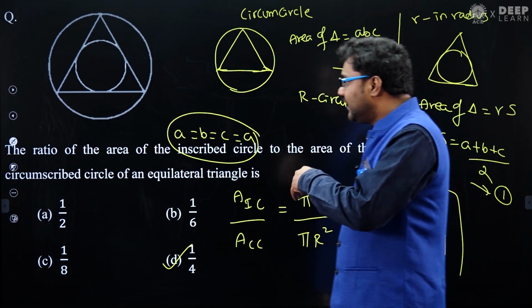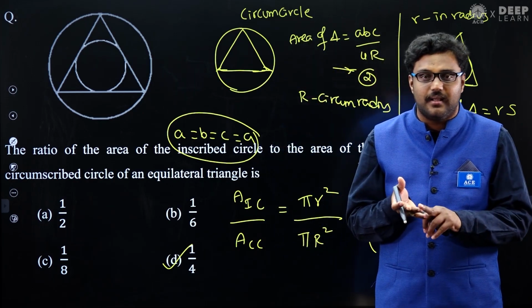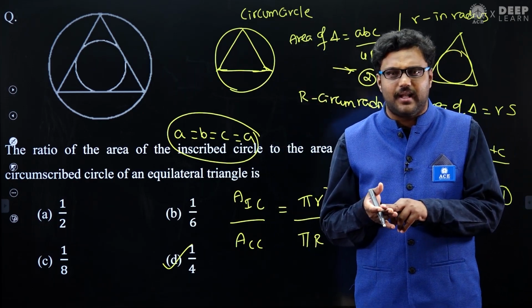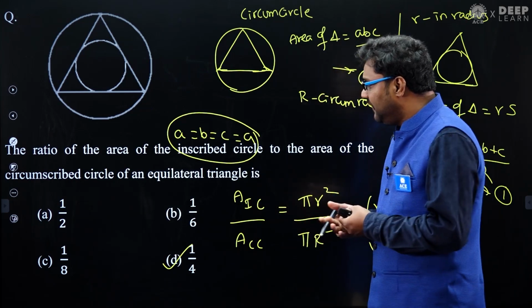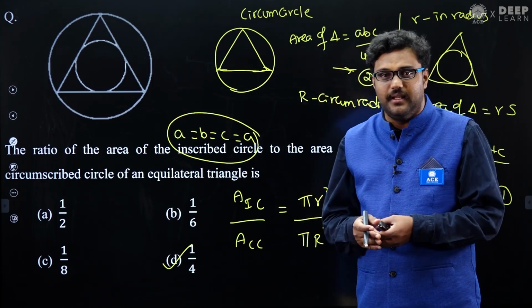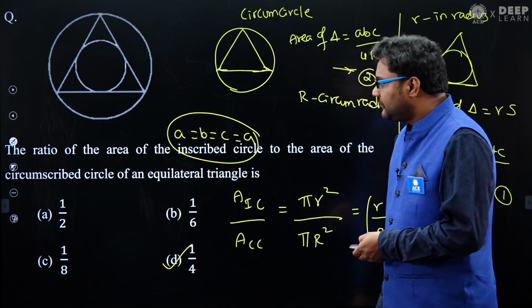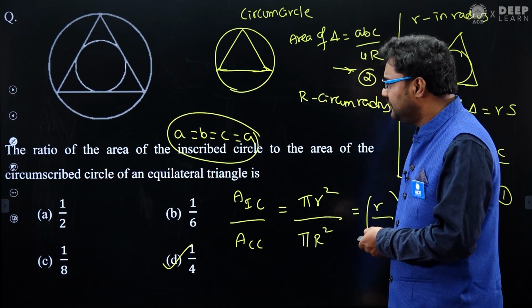Got it? So these are three things: incircle, circumcircle, and the area of an equilateral triangle. When you utilize all these three concepts, you can do the question easily. Got it? See the next question, my dear friends.